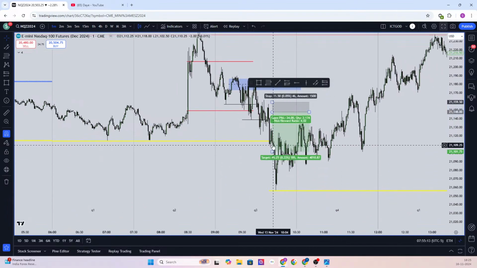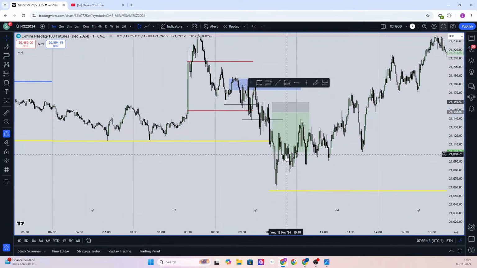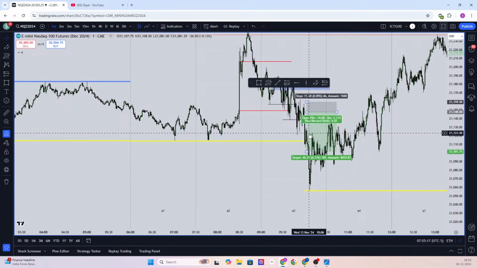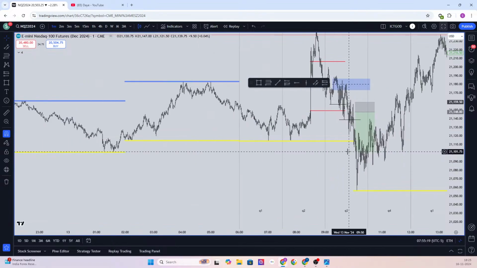Then I think 1 hour I left it somewhere. It chopped around, so I had to eventually close it at 116 or something. I had to close it somewhere.